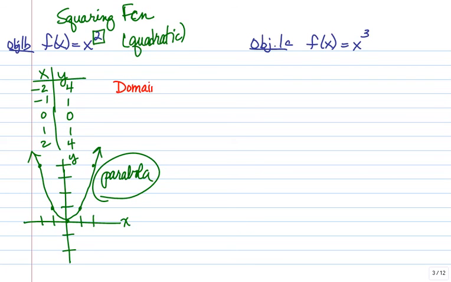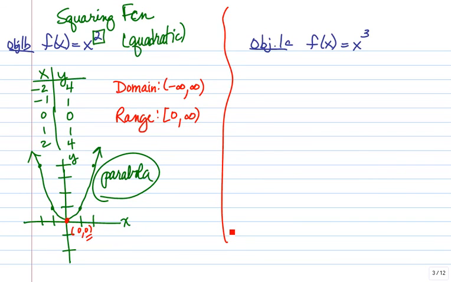Domain, it extends indefinitely from the left and the right direction. It's negative infinity to infinity. The range is the bottom up. Well, our bottommost value is this 0, 0. So my range goes from 0 and then on up to infinity.